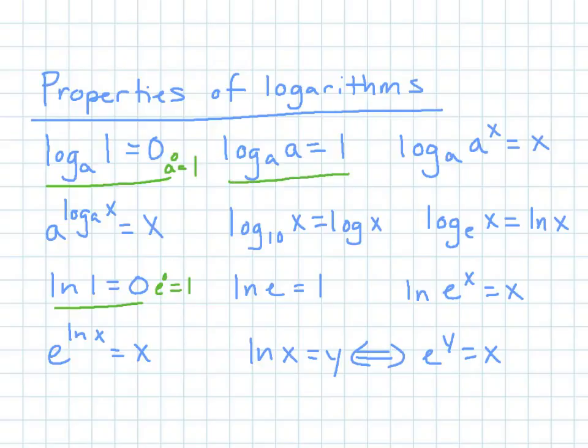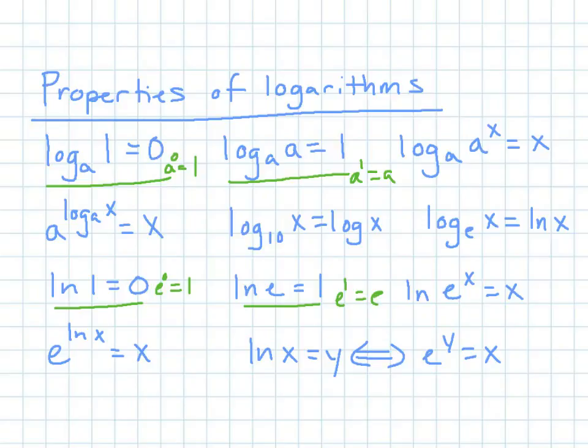Log of a base a equals 1, and ln of e base e is equal to 1. So the reason why that works is that I have a to the first equals a, or e to the first equals e. So for those, they're just stating the obvious. a is equal to a. They're just stating what the exponent is, which is 1.